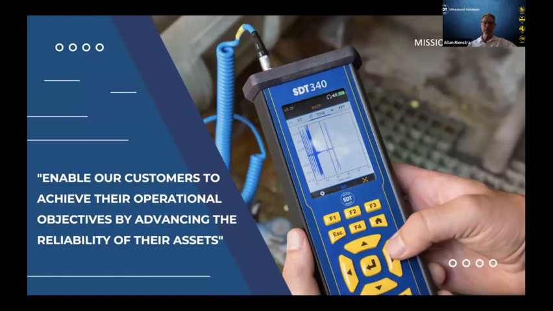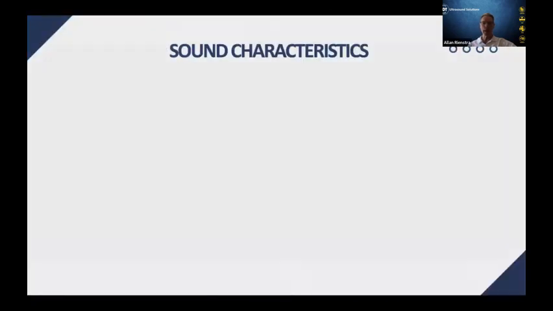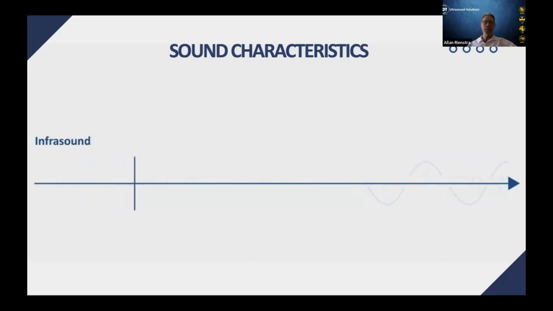But in getting to the point, I'm going to run through what we call the 8 application pillars. So everybody here in the audience will have a good idea of all the different ways that ultrasound can serve them in their condition monitoring and predictive maintenance goals and have more reliability in their plants.